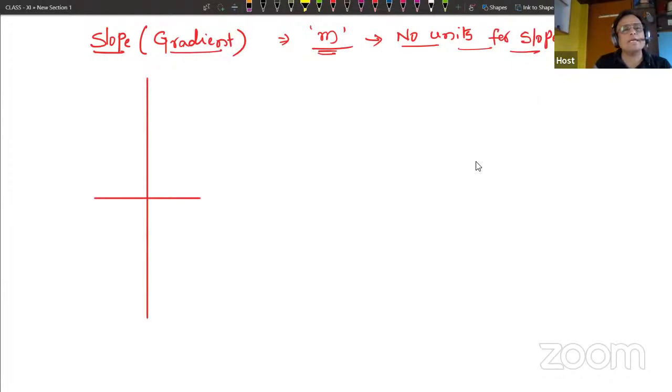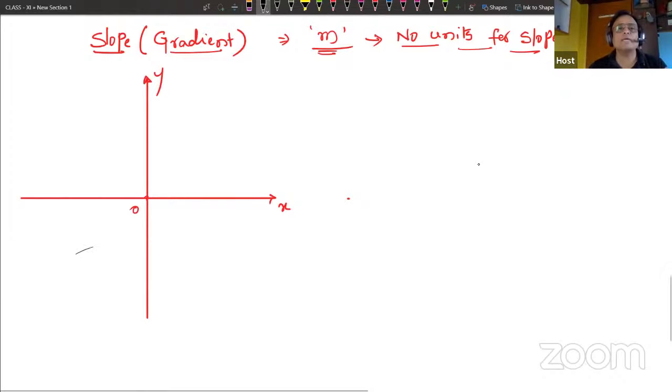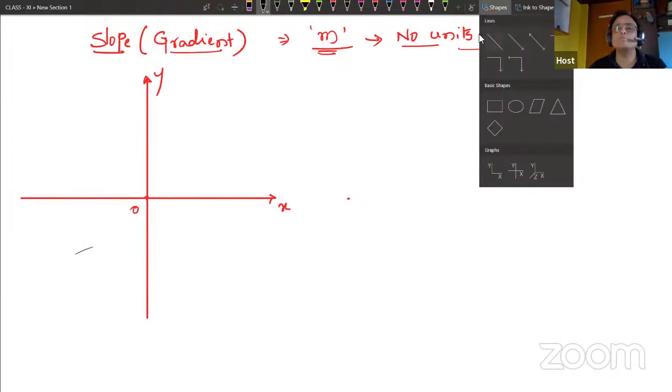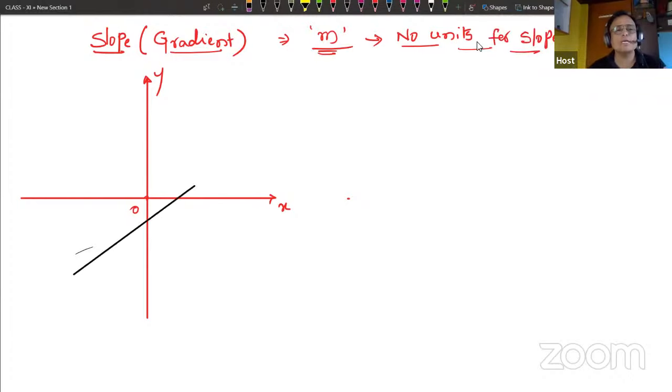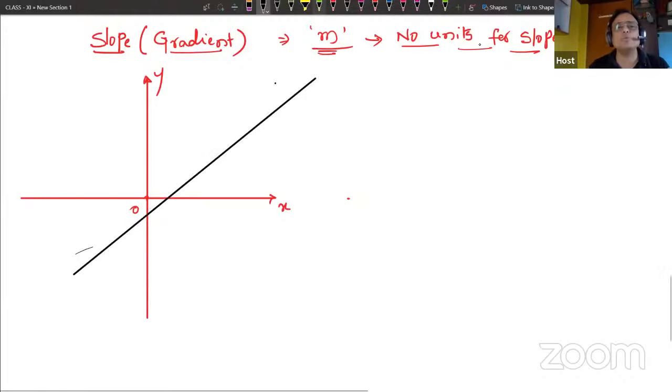So first again, we'll take the x-axis and y-axis, and this is the origin. Suppose we take a straight line. Assume that we'll draw a straight line here. First understand, every line has some slope. So today we have to find the slope of this line.